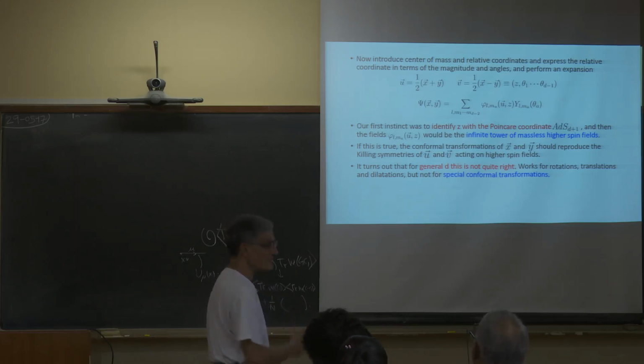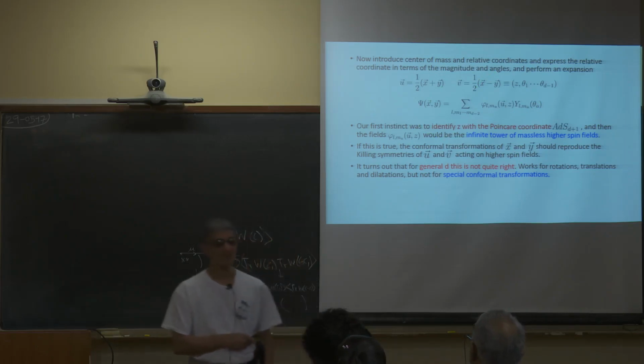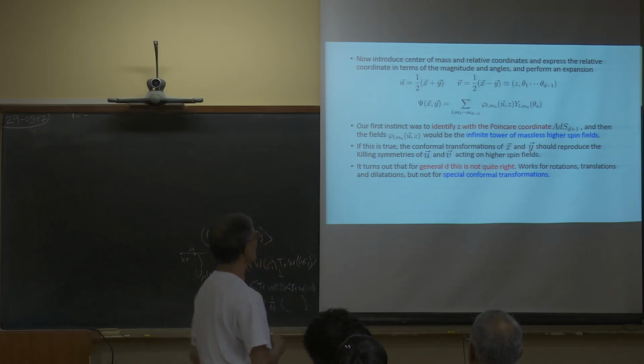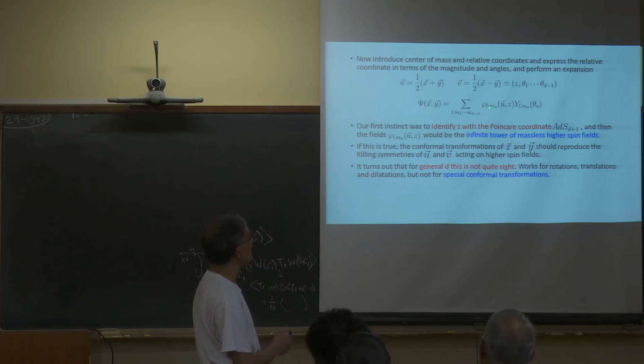And bluntly, it does not quite work. It does not quite work in d dimensions, because if it did work, then I could have made a conformal transformation of the x and y and looked at what it does to the u's or some fields. So, what you do is take that bilocal field and break it up in terms of spherical harmonics of these angles, and what you get is a set of spin fields in one higher dimension.